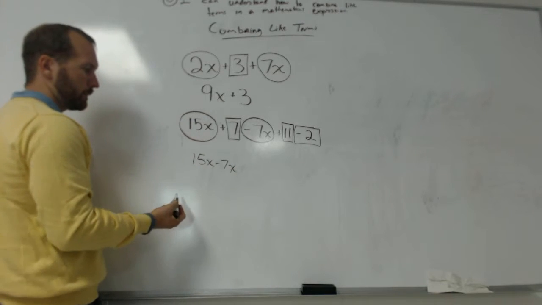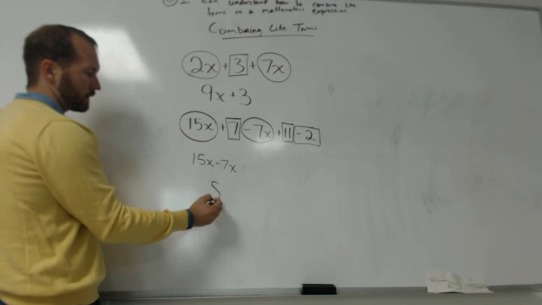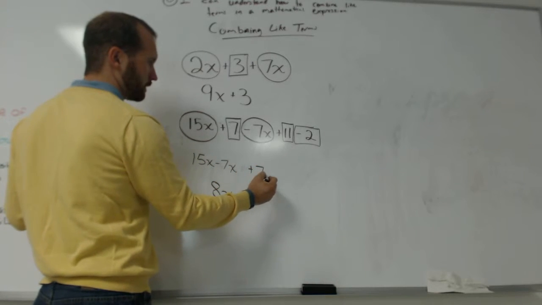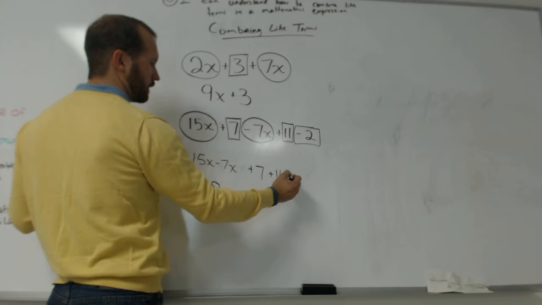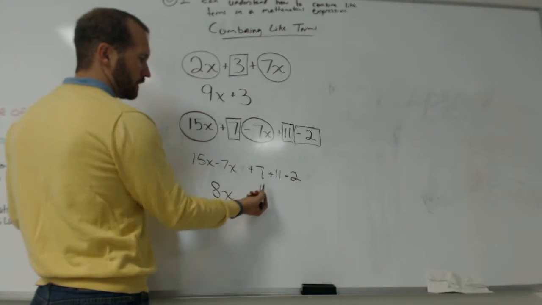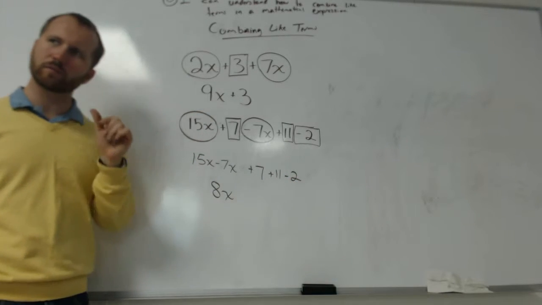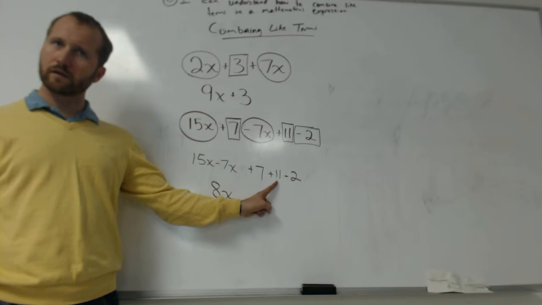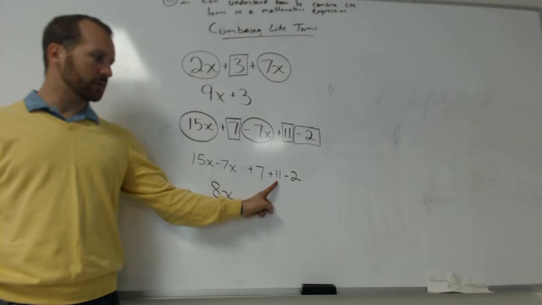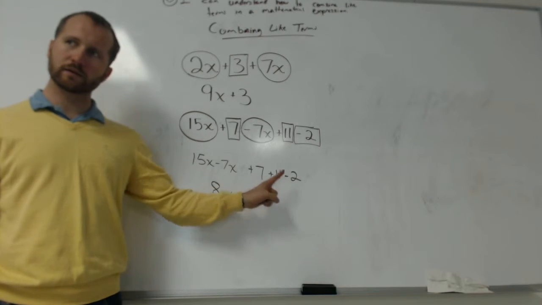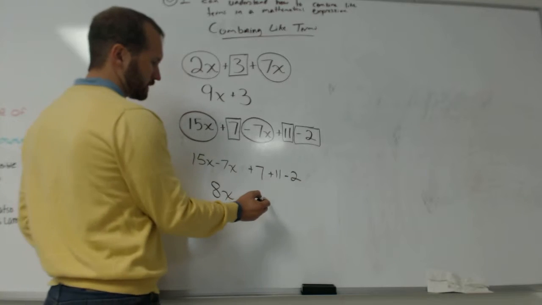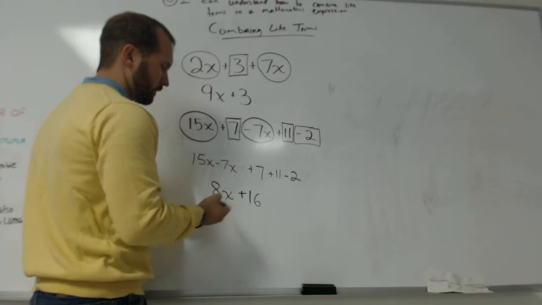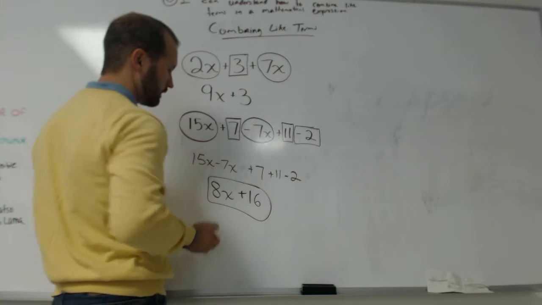What does that become? 8x. And then I have 7, 11, minus 2. What does that become? I have to combine 3 terms. So I'm going to think 7 plus 11 is 18. Minus 2 is 16. So we're going to say plus 16. And that's it. That's all there is to it.